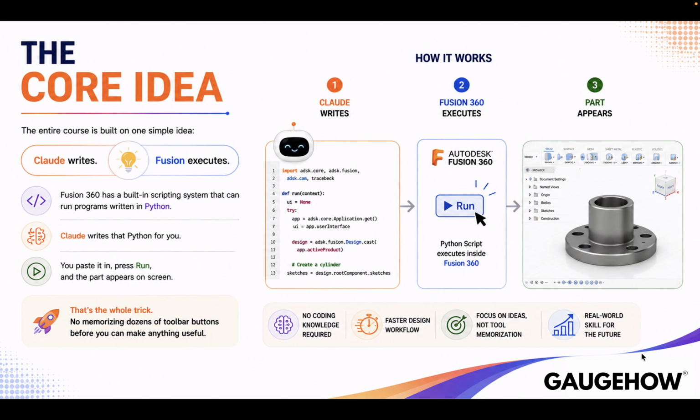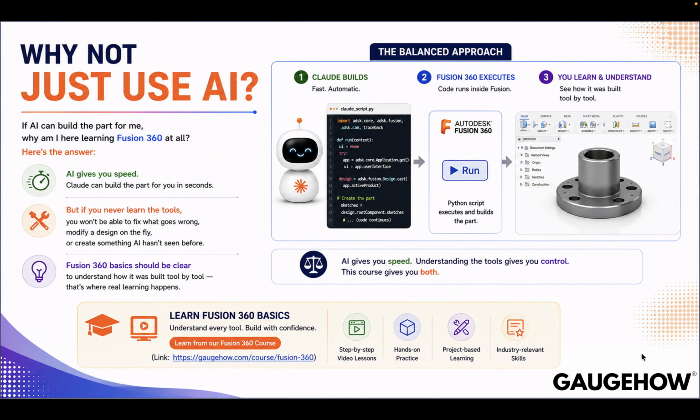Now at this point, many of you might have a very practical question. If Claude can generate the code, and Fusion 360 can automatically build the model, then why should I spend time learning Fusion 360 at all? It's a fair question, and honestly, it's one of the most common questions people ask when they first hear about AI-assisted CAD design. The answer is simple. AI can make you faster, but only knowledge makes you capable.